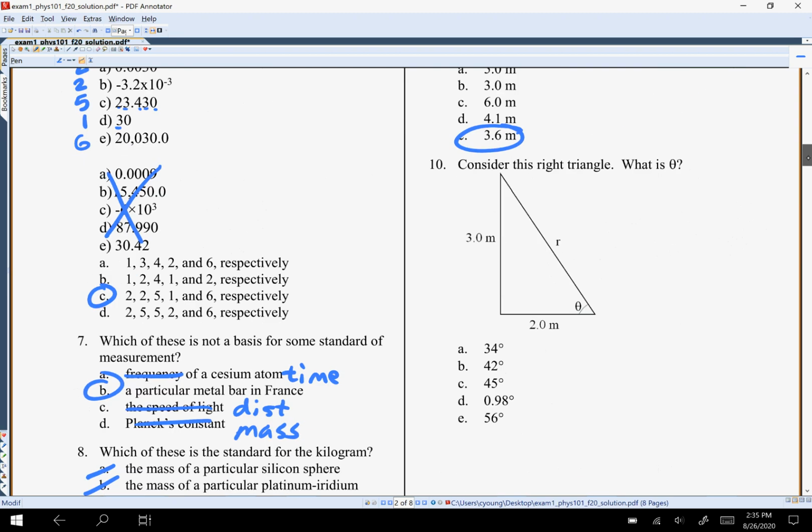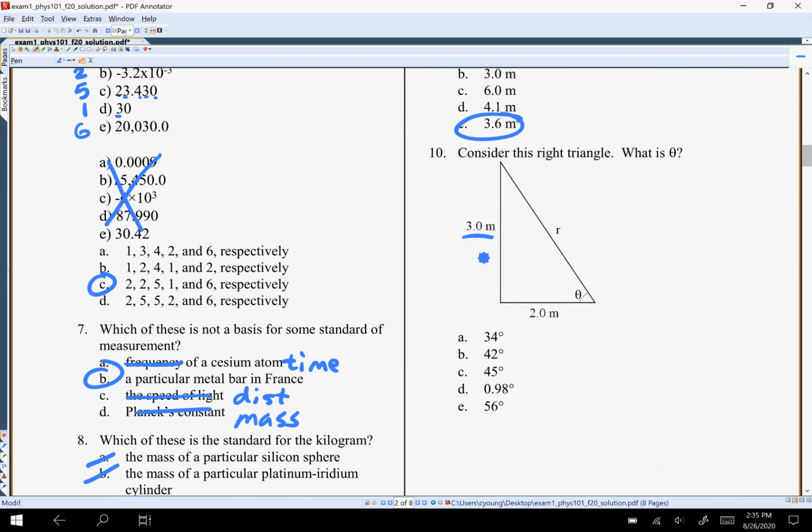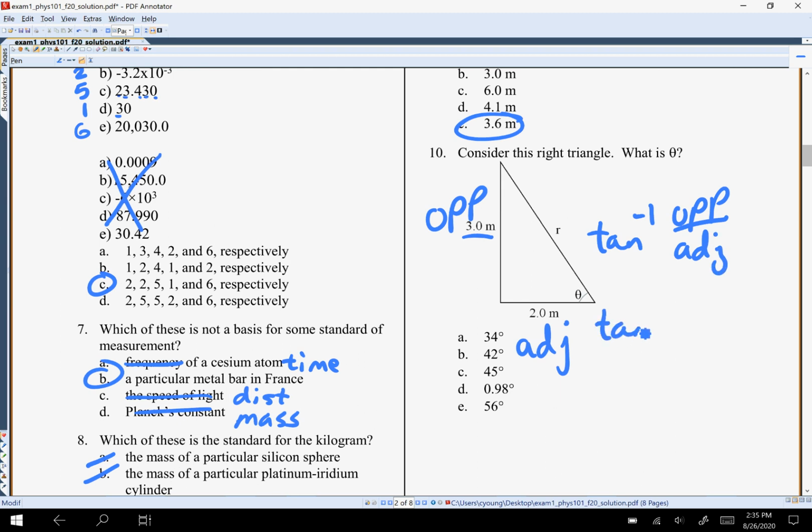And then I also want to know, what is that angle theta? Since I have the opposite and the adjacent sides, I would do the inverse tan of opposite over adjacent. That's the inverse tan of 3 divided by 2. And the inverse tan of 3 divided by 2 is going to be 56 degrees.